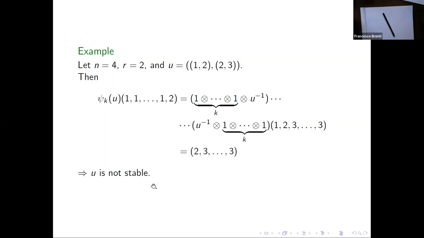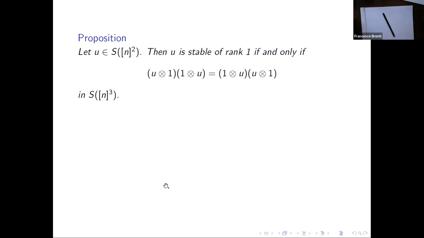Now, it's natural to see what stability means for a permutation of rank 1. And I'm only going to look at the two-dimensional cube, so the square, the discrete square. And one can see that u is stable of rank 1, essentially by definition, if and only if 1 tensor u and u tensor 1 commute as permutations of the discrete cube.